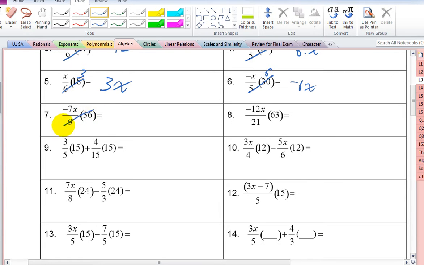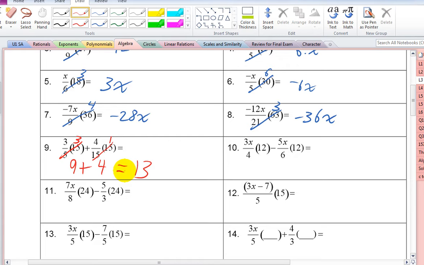So 36 divided by 9 is 4. 4 times negative 7x is negative 28x. Divide for 3, negative 36x. Okay. Now for number 9, there's 2 separate divisions to do. Divide the first one to get 3. That gives you 9. The second one, divide for 1. That gives you 4. And then when you add them, 13.